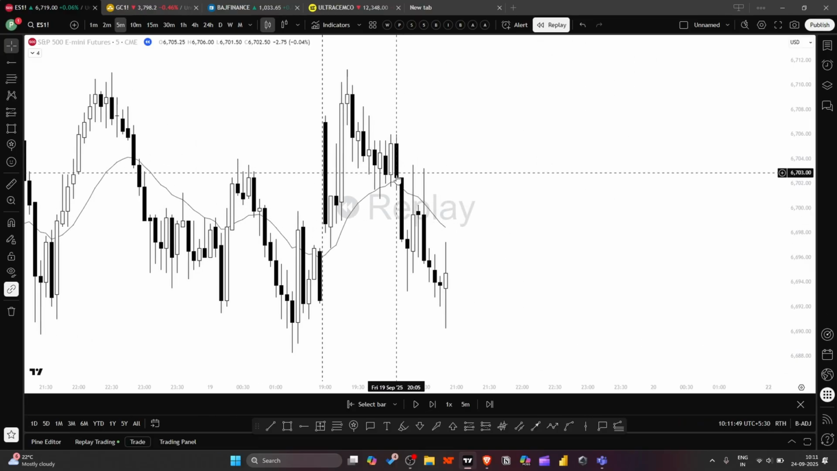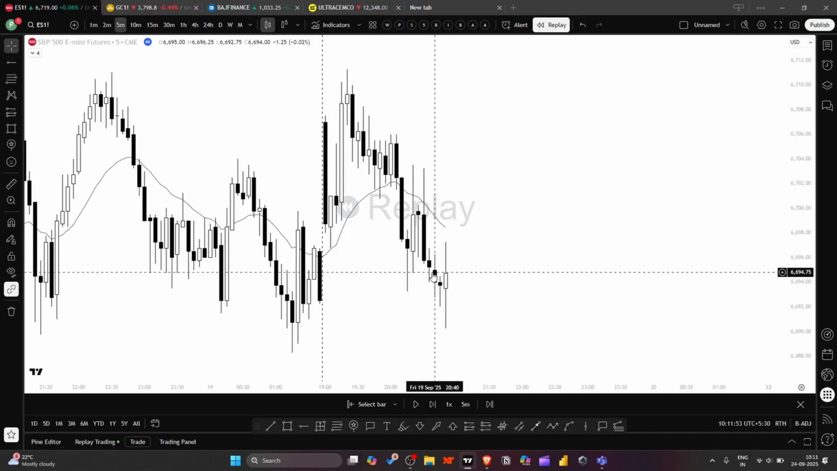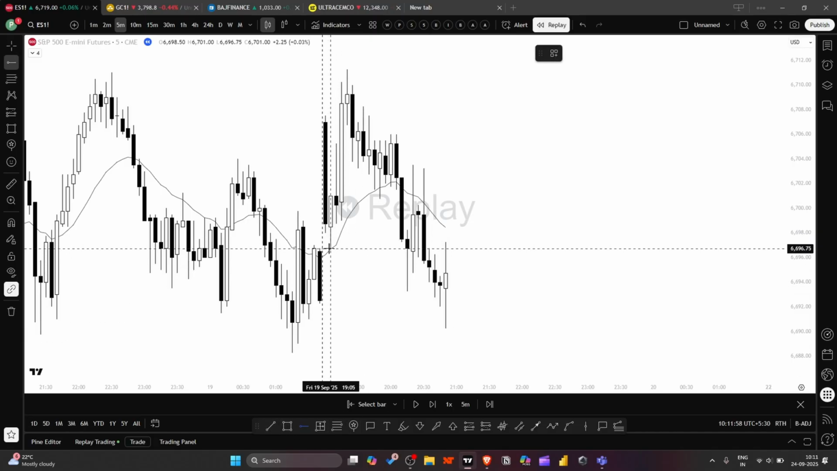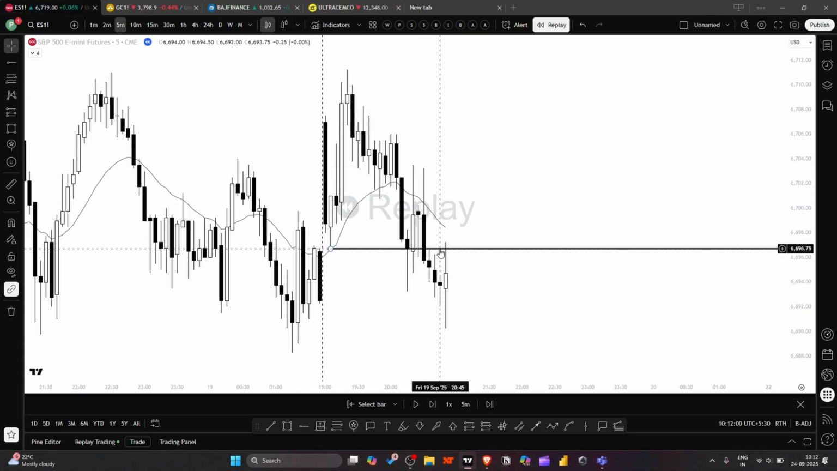Now what is happening? After this violation, this is the breakout and follow through bar. Change in character was set in once this bull spike got invalidated.